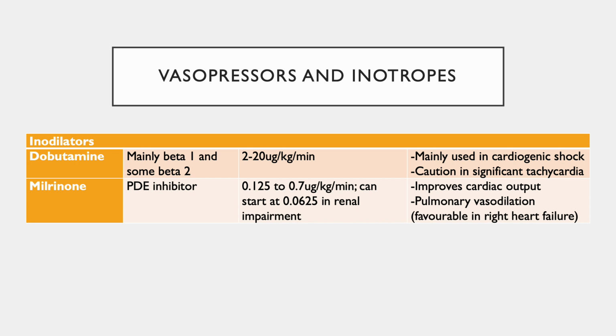Because of their vasodilatory properties, these agents are often used in conjunction with noradrenaline that is first started to ensure stabilization of blood pressure. Both agents are reasonable when cardiac output augmentation is required, with dobutamine being considered more easily titratable and less affected by renal clearance, and milrinone being favorable in right ventricular dysfunction because of its pulmonary vasodilatory properties.